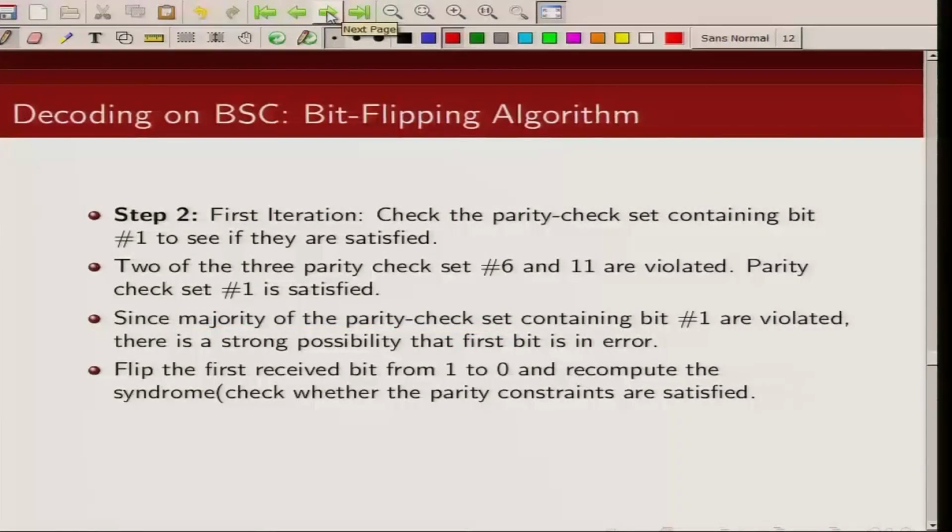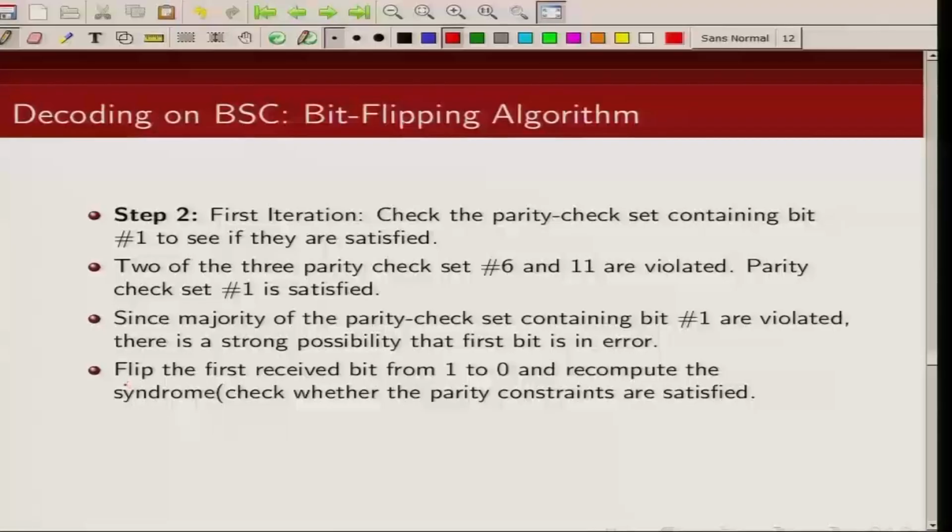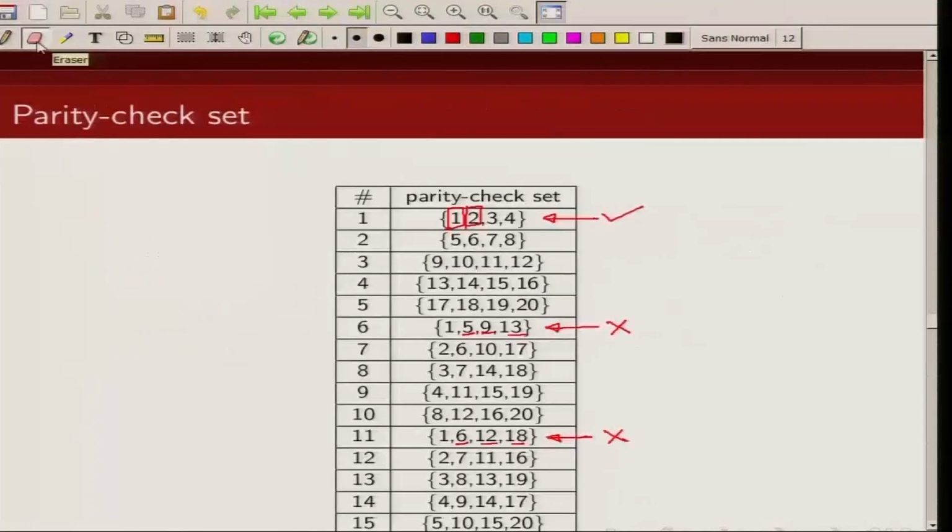So, what do we do if the majority of them are saying they are not satisfied? We are going to flip that bit. So, we are going to flip the first bit from 1 to 0 and again recompute our parity check constraints. So, let us do that. This bit has been flipped.